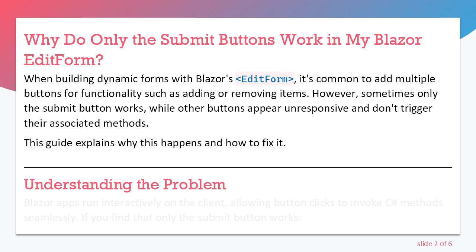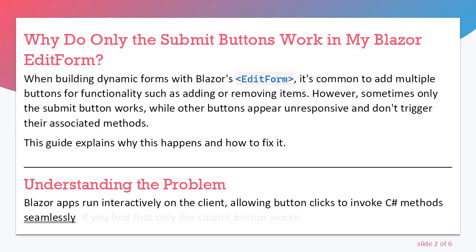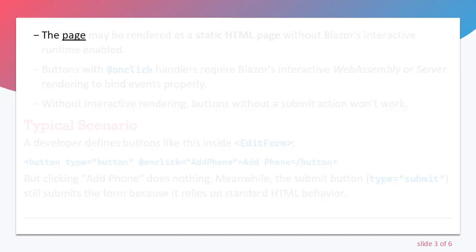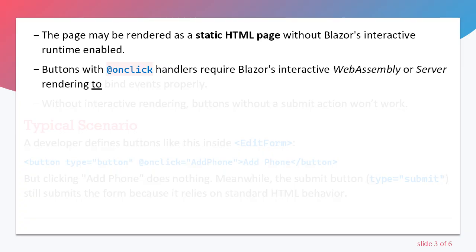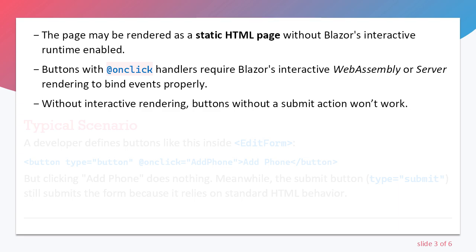Understanding the problem. Blazor apps run interactively on the client, allowing button clicks to invoke C# methods seamlessly. If you find that only the submit button works, the page may be rendered as a static HTML page without Blazor's interactive runtime enabled. Buttons with on-click handlers require Blazor's interactive WebAssembly or server rendering to bind events properly. Without interactive rendering, buttons without a submit action won't work.